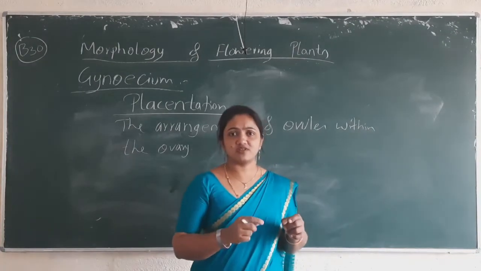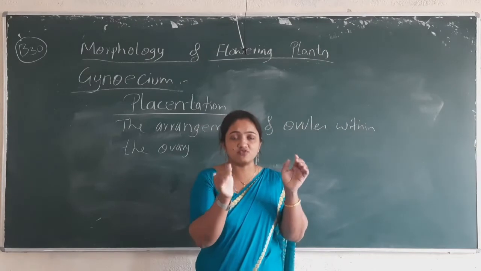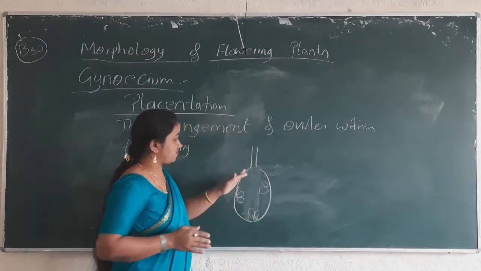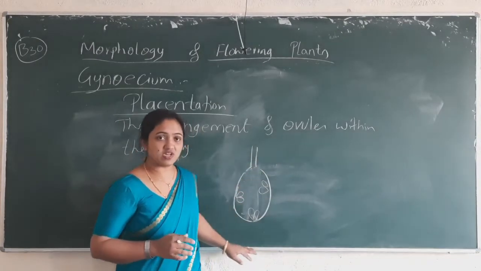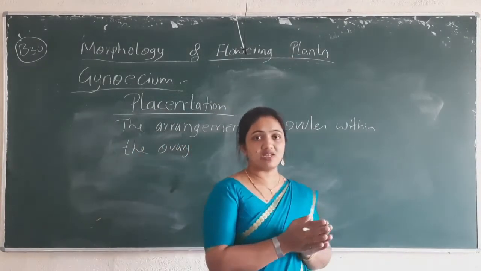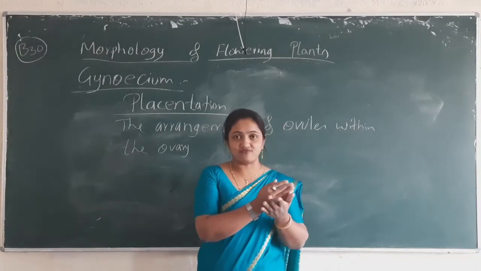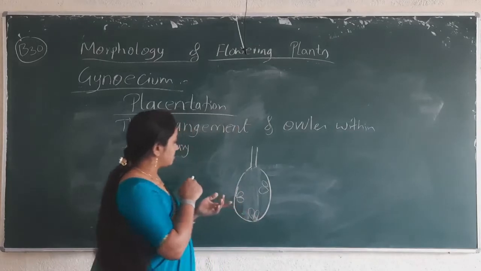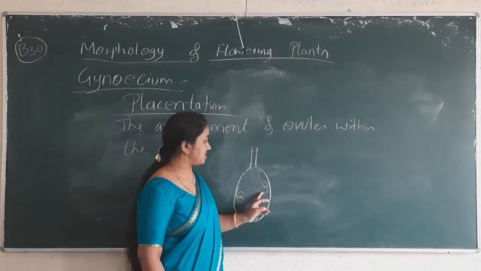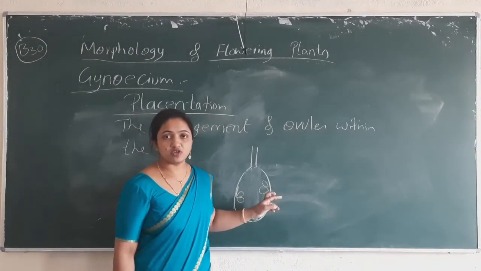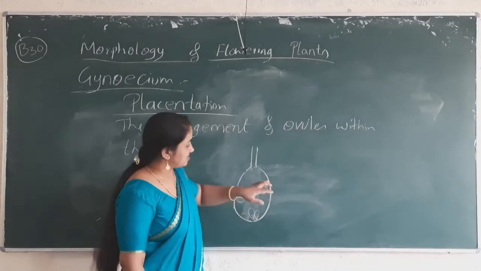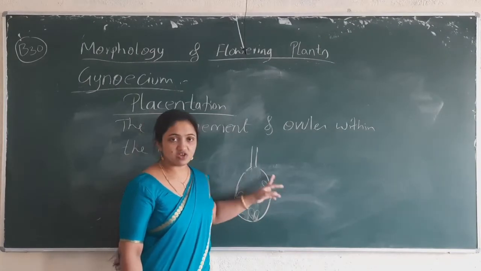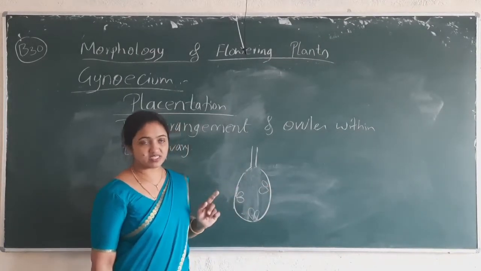So just observe the arrangement of ovules inside the fruit. If you find difficulty to separate the ovary, need not worry. Try to collect the fruits, cut the fruit and observe the location of seeds. In the future the ovule is going to form the seed, right? So the arrangement of ovules within the ovary is known as placentation.